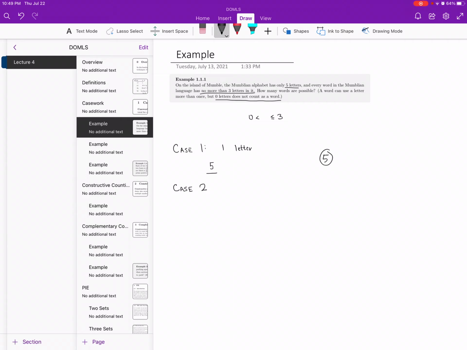So it's important to stay very organized when you're doing casework, which is why I chose to circle that 5. Here, again, let's use the multiplication principle. Here we have 2 letters, the first letter and the second letter, and then we have 5 ways to choose the first letter, and then for the second letter, we have 5 letters, because we can reuse the letters. So in total, there's going to be 5 times 5, which is 25 possible words.